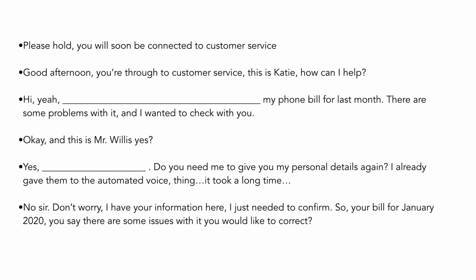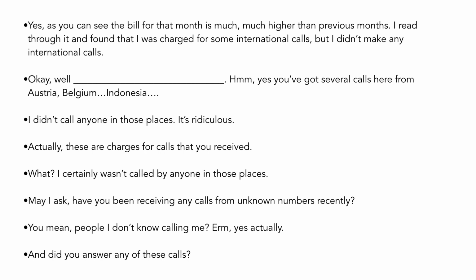No, sir, don't worry. I have your information here. I just needed to confirm. So, your bill for January 2020. You say there are some issues with it you would like to correct? Yes, as you can see, the bill for that month is much higher than previous months. I read through it and found that I was charged for some international calls, but I didn't make any international calls. Okay, well, let's take a look. Yes, you've got several calls here from Austria, Belgium, Indonesia. I didn't call anyone in those places. It's ridiculous. Actually, these are charges for calls that you received.